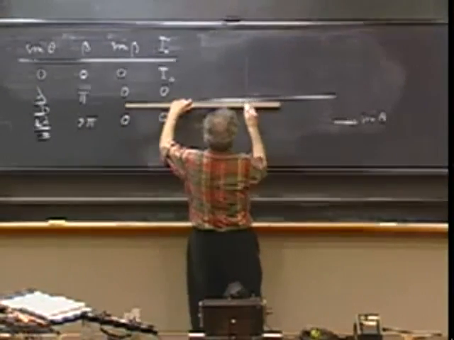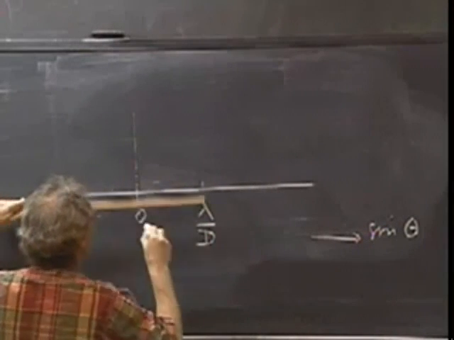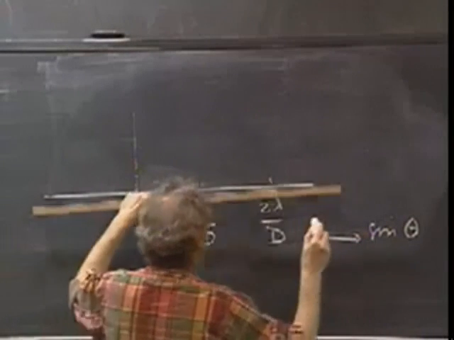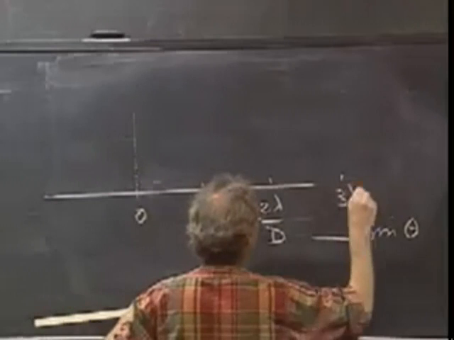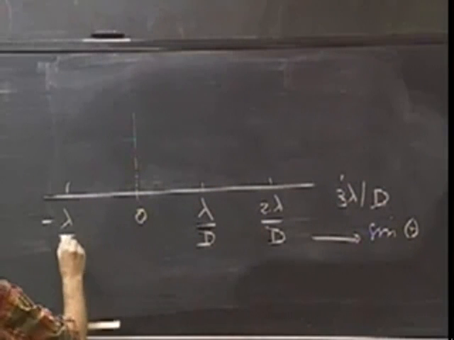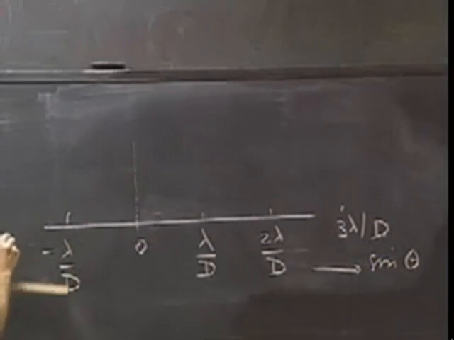And let this be lambda divided by that capital D. That is the slit width. This is 2 lambda divided by d. And here is 3 lambda divided by d. And on the other side, minus lambda divided by d, and so on. I'll put one more in.